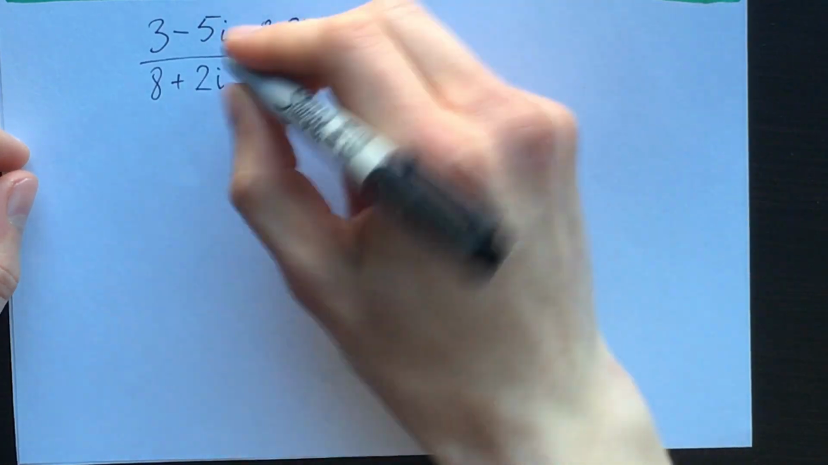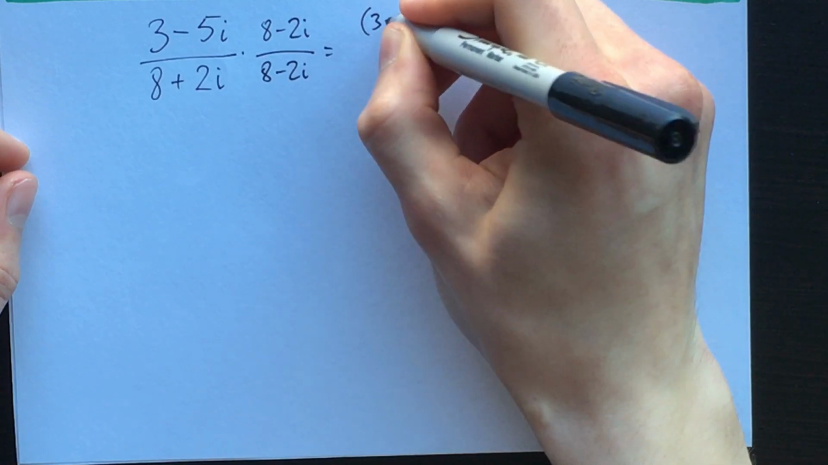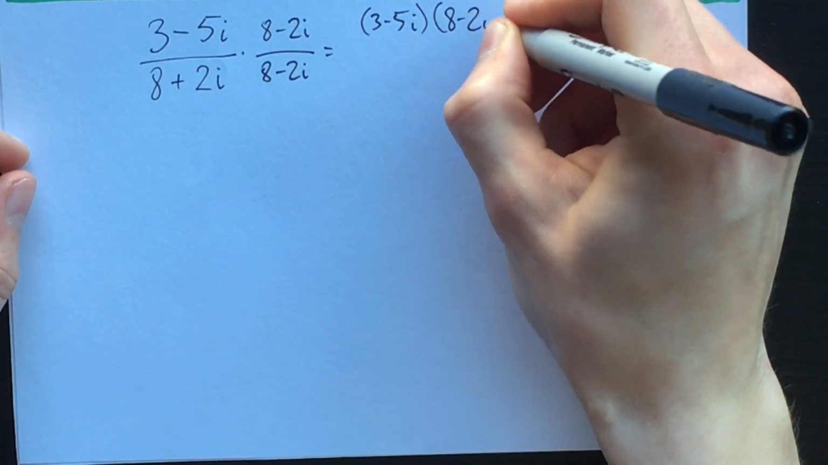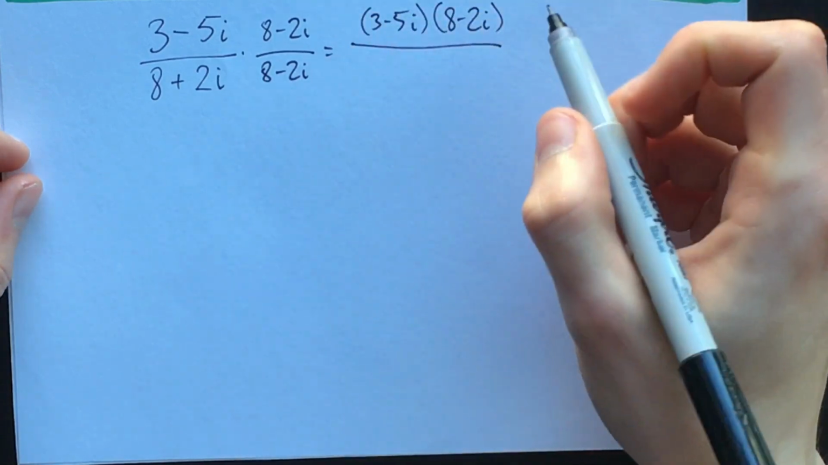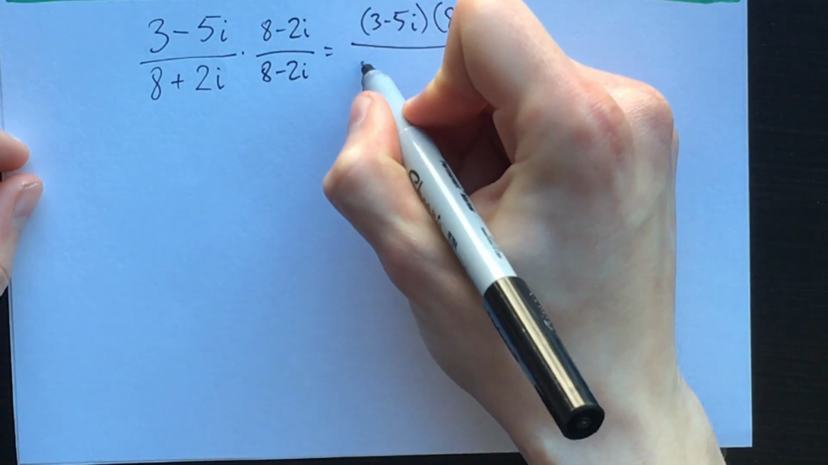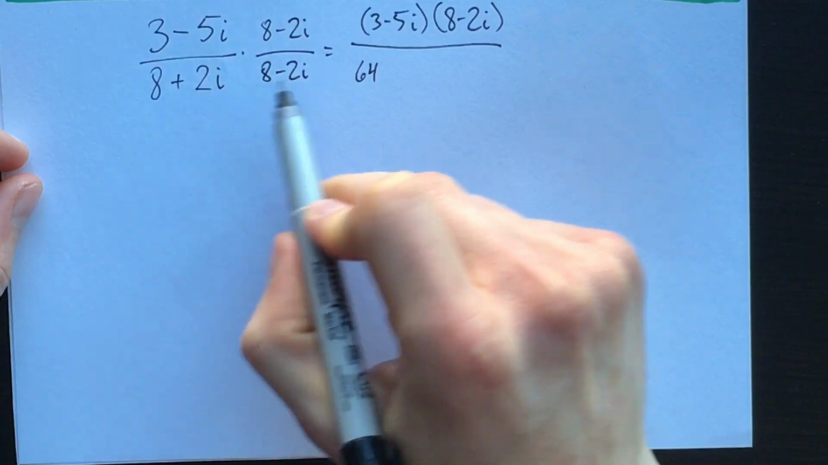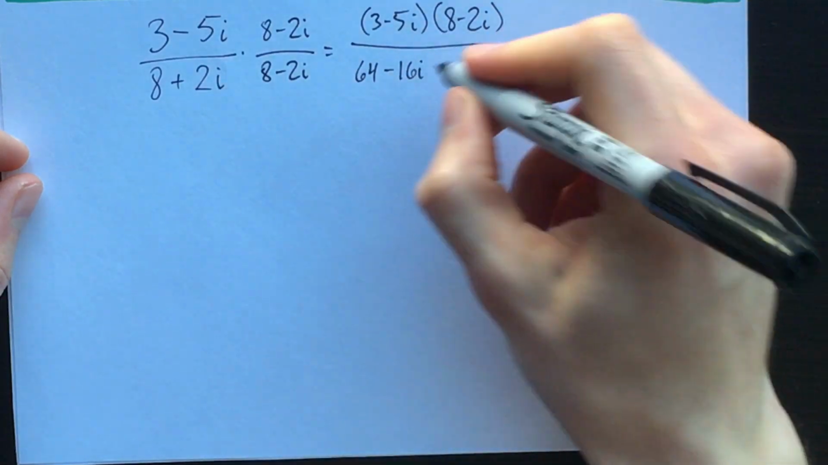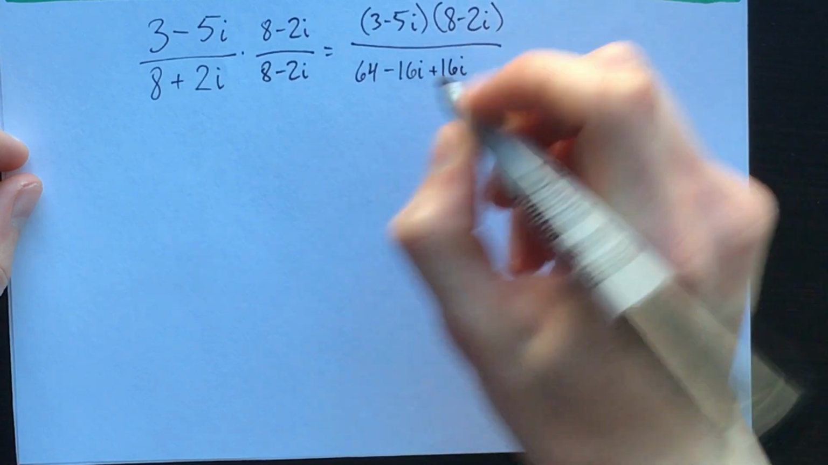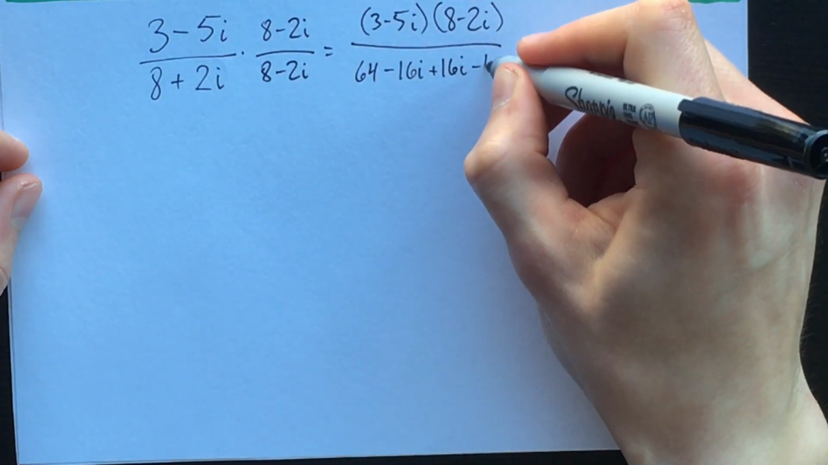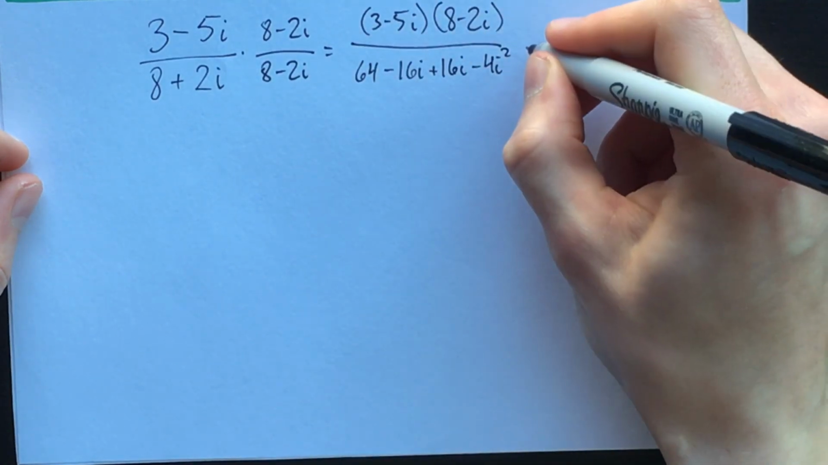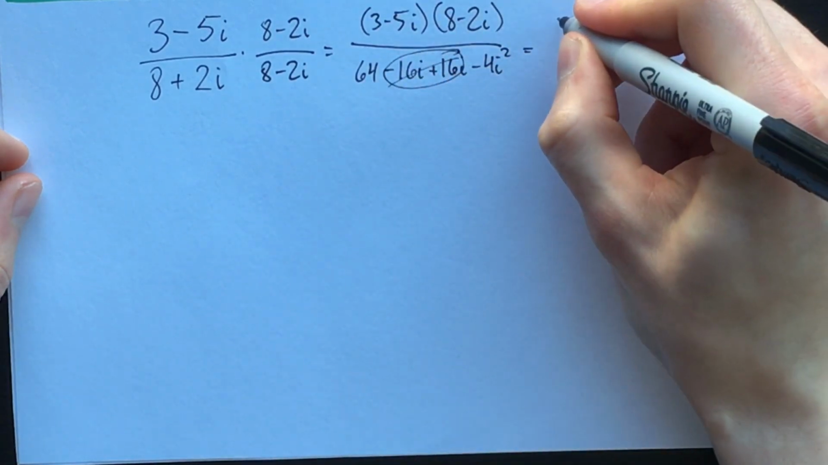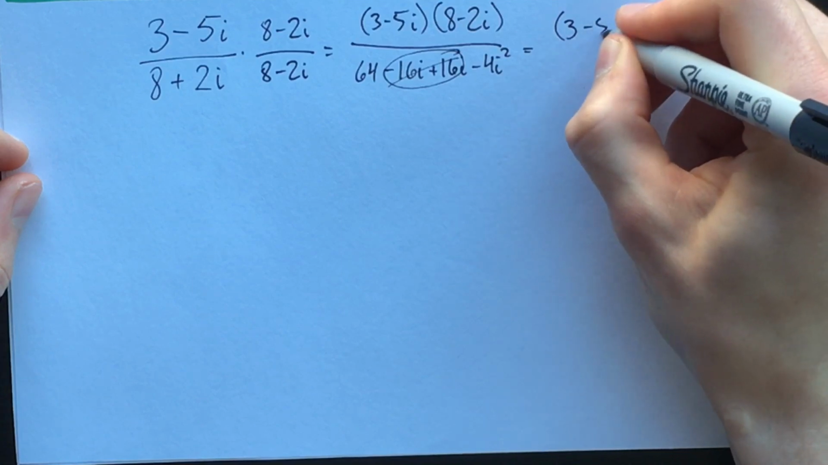So what will this come out to? Let's just leave the top as it is. Let's not mess with that for now. But the question is, what would the bottom be? So 8 times 8 is 64 minus 16i, then plus 16i, and minus 4i squared. So let's simplify some stuff here. We can see that the middle terms go to 0. Let's just keep the top the same.